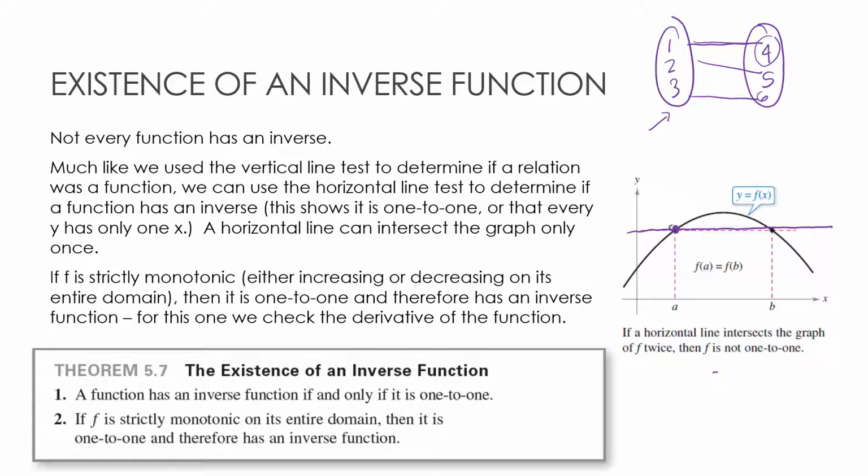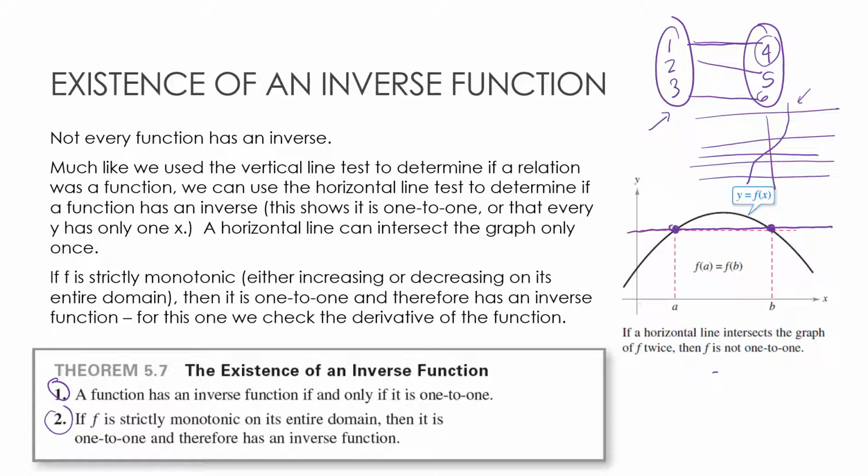If I hit 2 points with a horizontal line, then it doesn't have an inverse because it's not one-to-one. So if I have a graph, say, that looks like this, anywhere I draw a horizontal line, I'm only going to hit 1 point, so this one would be one-to-one. And again, that's how we can check the existence of an inverse function. We can check if it's one-to-one using the horizontal line test.